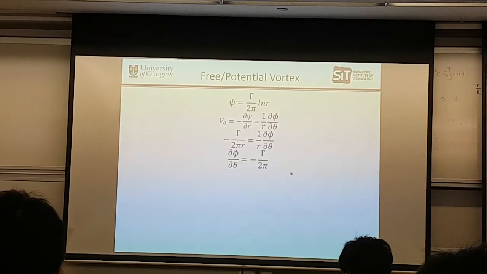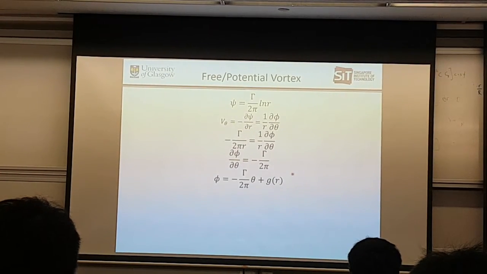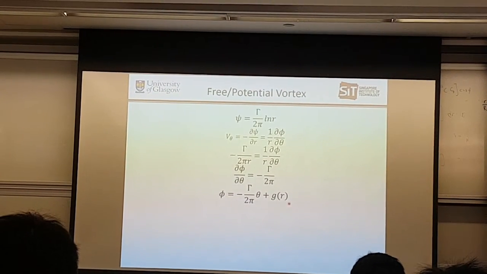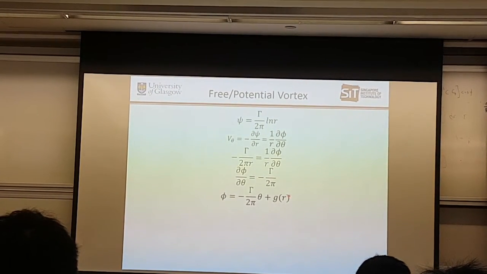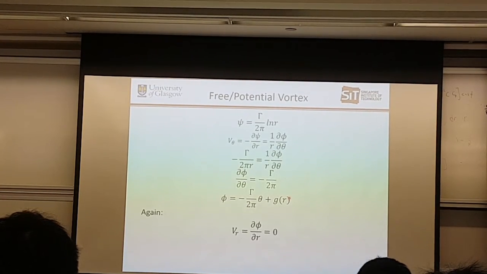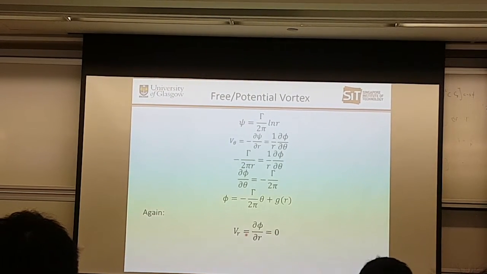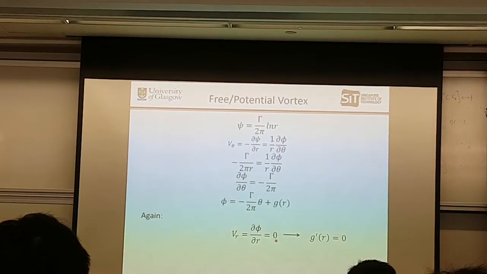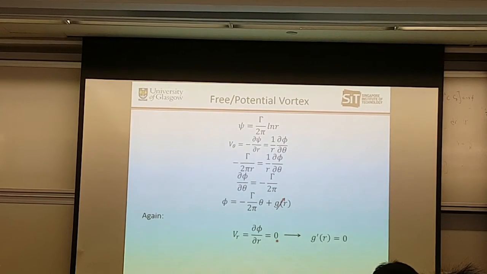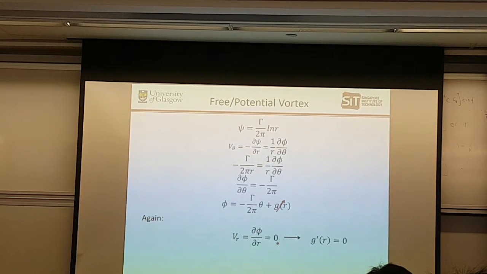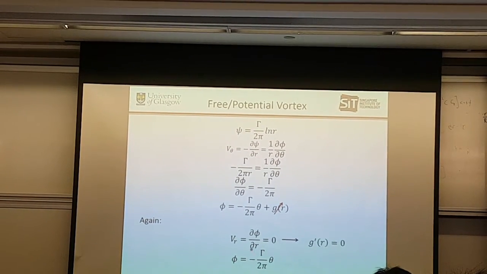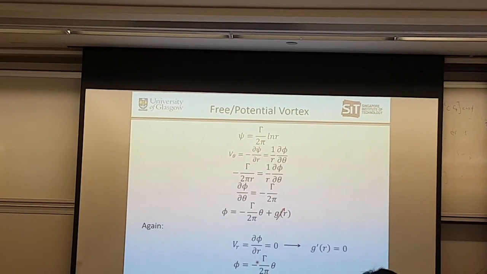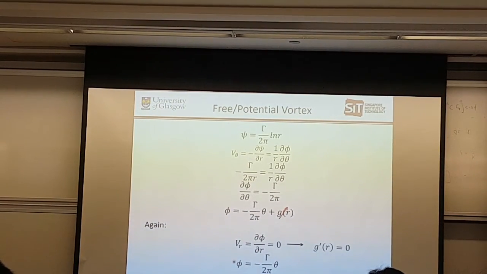So that means I can then find my velocity potential. If I integrate this, very simple, I get this answer here. G of r is just a function of the radius that I must find. Again, we must make sure that VR is equal to 0. Therefore, G prime r equals 0, therefore G of r is a constant. We can cancel this off. So my velocity potential is just equal to this value. This is another box that I think you should remember.